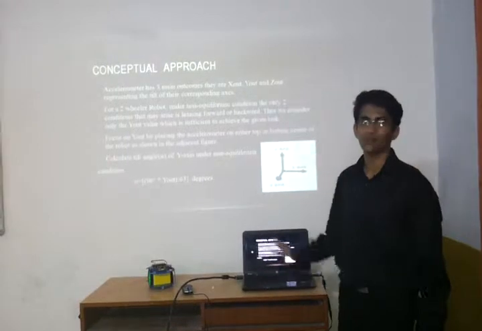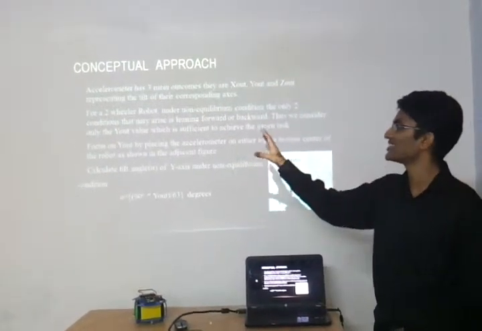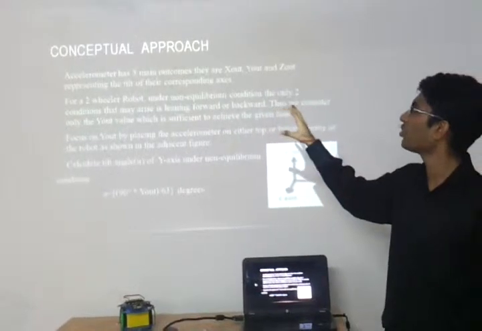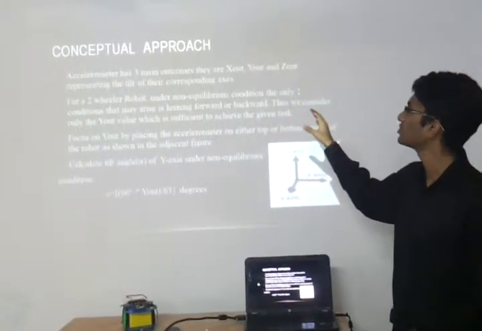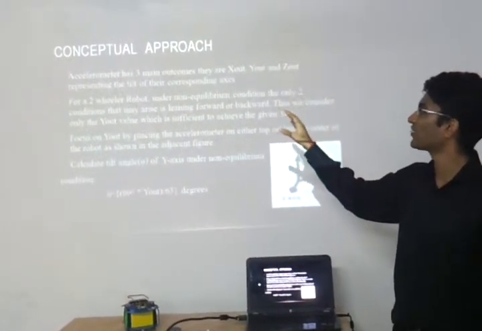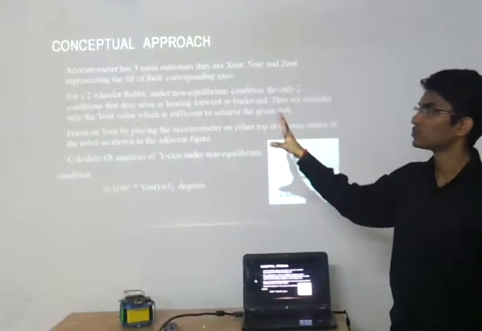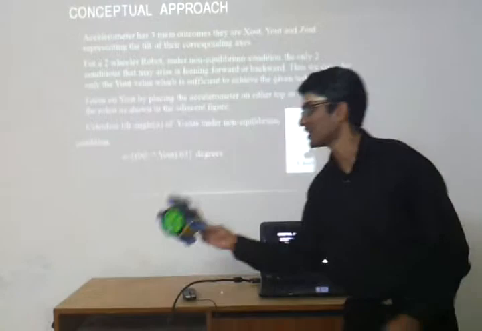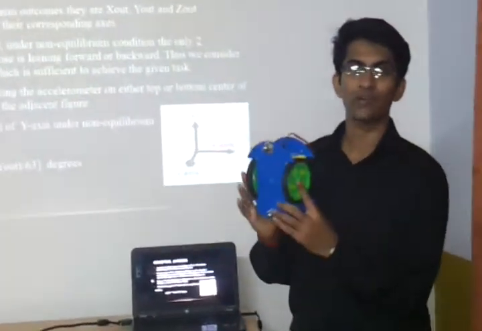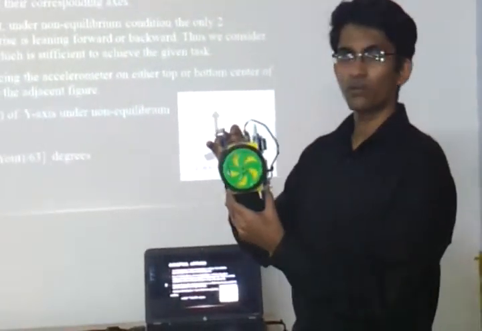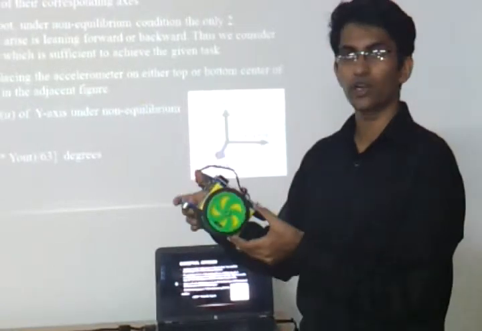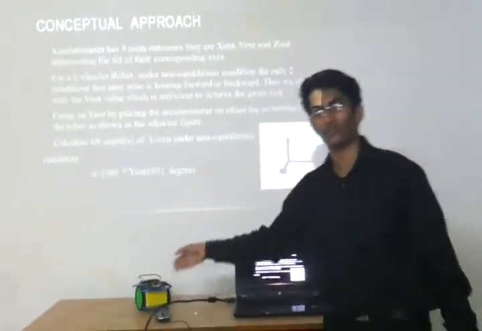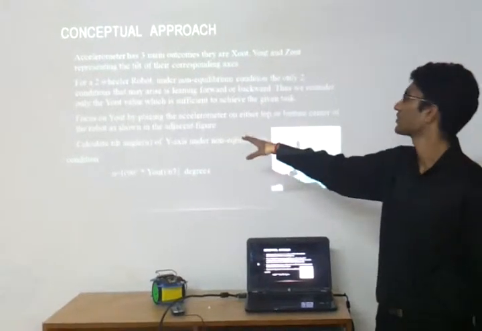So let's come to the main part, that is the conceptual approach. The sensor which is used is the acceleration sensor. The acceleration sensor has three main outputs, that are X out, Y out, Z out, representing the tilt of the corresponding axis. So here we are considering a two-wheeled robot. During a non-equilibrium condition, the robot may either lean forward or lean backward. So only one axis tilt is enough to fulfill the given task.